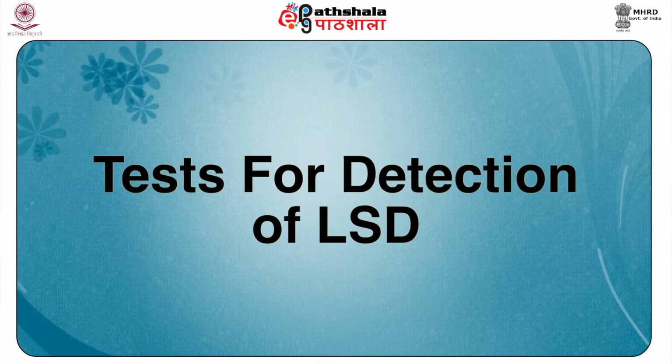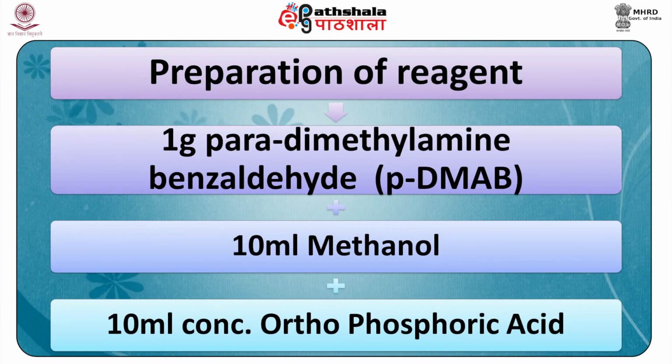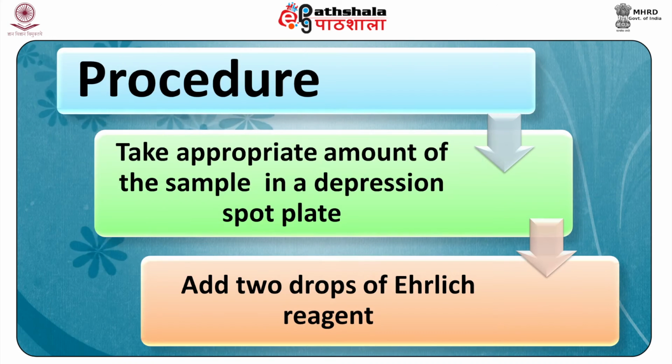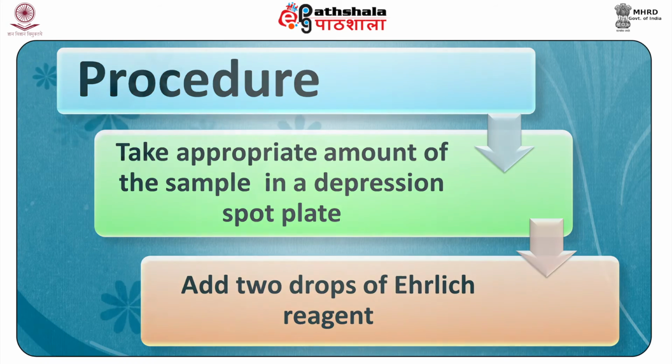Test for detection of LSD. First is Ehrlich reagent test. Preparation of reagent: 1 gram of para-dimethylaminobenzaldehyde, that is PDMAB, is dissolved in 10 ml of methanol and 10 ml of concentrated orthophosphoric acid is further added to it. Procedure: take appropriate amount of the sample or few drops of methanol extract of the sample in a depression spot plate and add 2 drops of Ehrlich reagent. Appearance of blue to purple color indicates the presence of LSD.